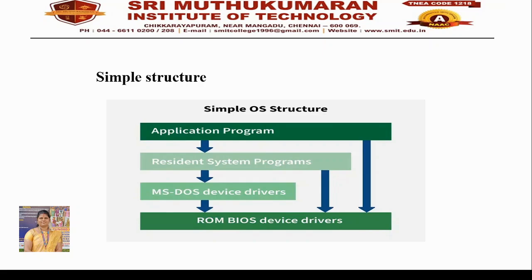Second one, resident system programs. Resident system programs are the core parts of an operating system that remain permanently in main memory, random access memory, while the system is running. Their purpose is to control system operations, respond quickly to system requests, and manage hardware resources. Main resident system programs are the kernel, process scheduler, memory management, and input output management.